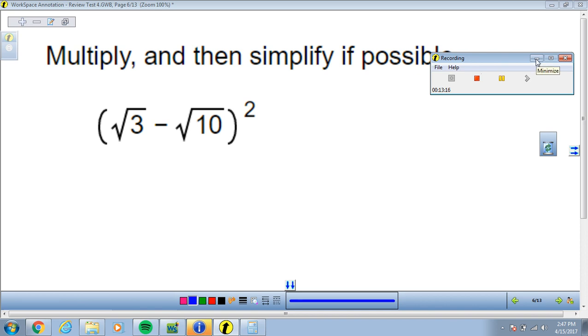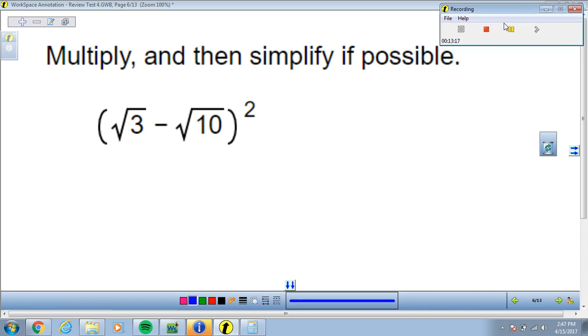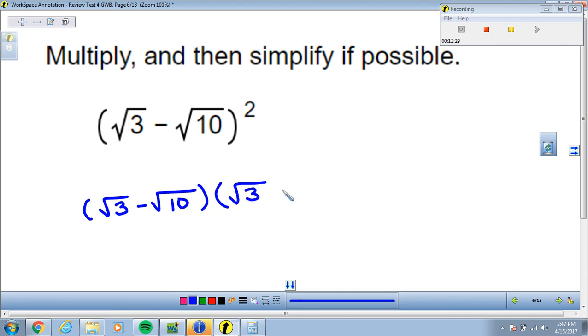So the next problem is about multiplying and then simplifying if possible. Remember that you're supposed to FOIL this. You're going to expand this expression. So you're going to copy this expression twice. Why twice? Because the exponent is telling you to.